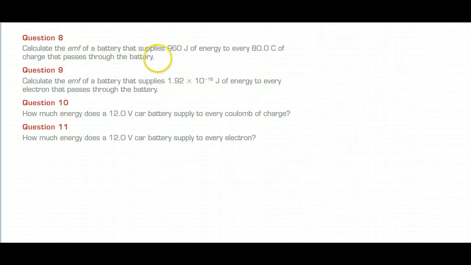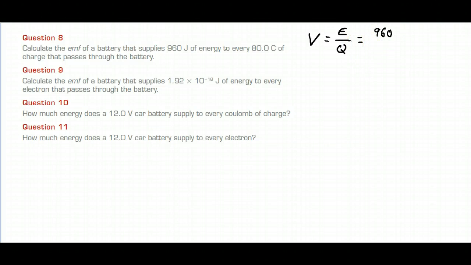Okay, question 8. Calculate the EMF of a battery that supplies 960 joules of energy to every 80 coulombs of charge that passes through the battery. So again, we're finding an EMF, which is like a voltage, and we've been given an amount of energy and an amount of charge. So we just substitute this energy and this charge into the equation, and we'll know the EMF, the voltage, which is another way of saying the amount of energy being applied to each unit of charge. How much force or push is on each unit of charge. That's what voltage is, potential difference.